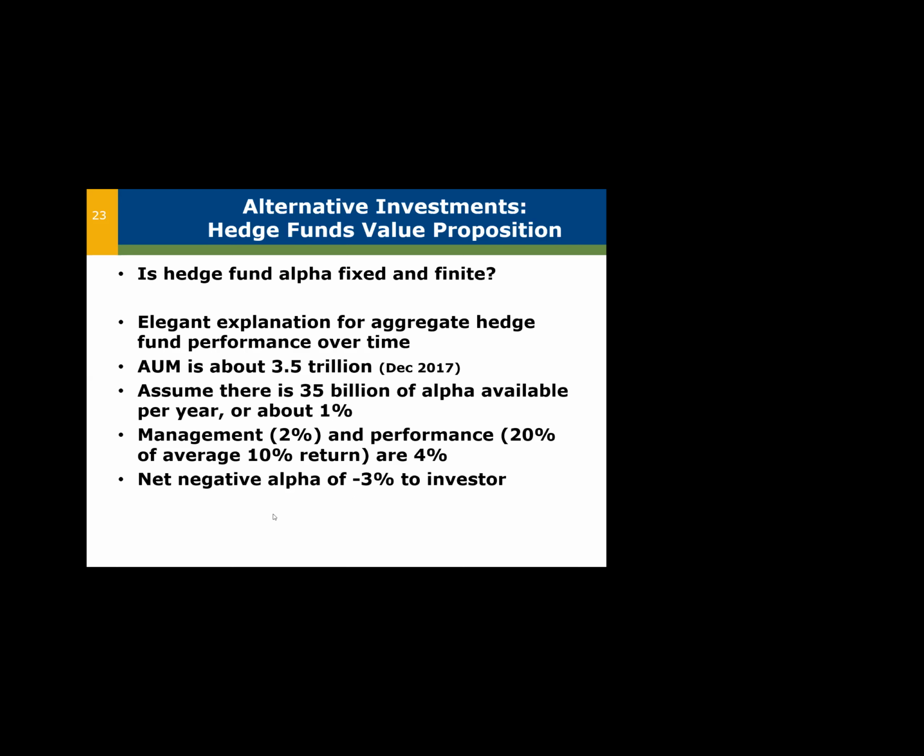And so you could debate whether the minus 3% is minus 2 or minus 1, but the point is it's probably a zero or negative number, which means that for you to justify having a hedge fund allocation, you have to be able to say that I think I have sufficient skill to select the managers that are generating true alpha. But that's a difficult claim to make.